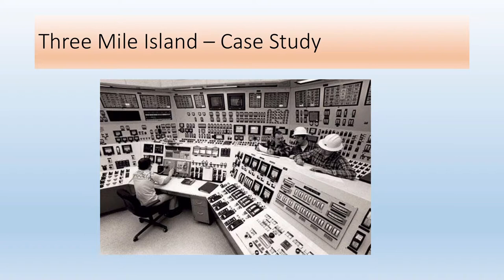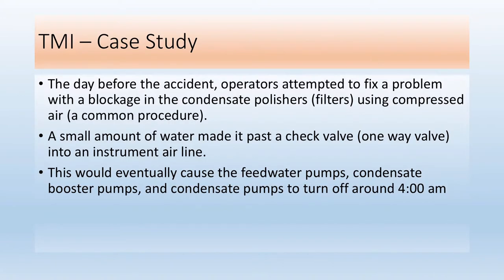First, this started literally the day before. What happens is you've got these filters that are called condensate polishers, and they get gunked up. So what you do when they get gunked up is you clean them. And what you do to clean them is typically you can either use high pressure water, you can use high pressure air, but you pull them out and you try to clean them so that the water then flows much better. So they're not gunked up anymore.